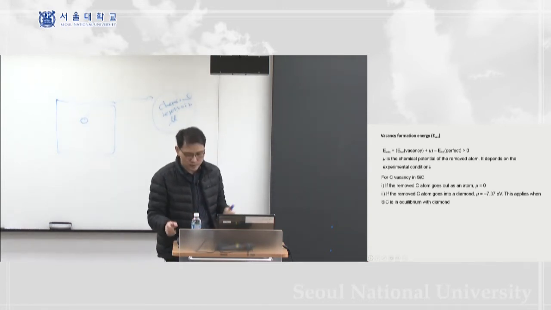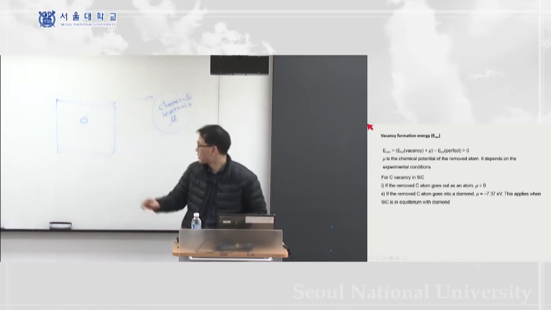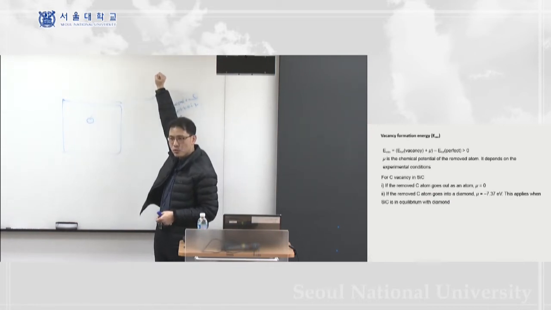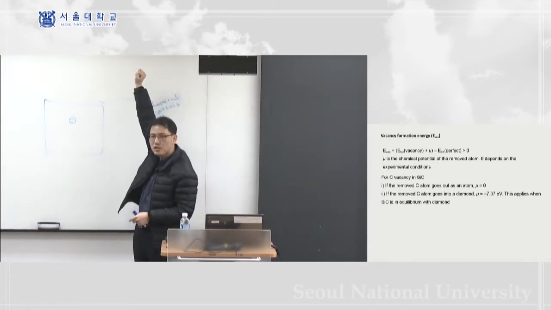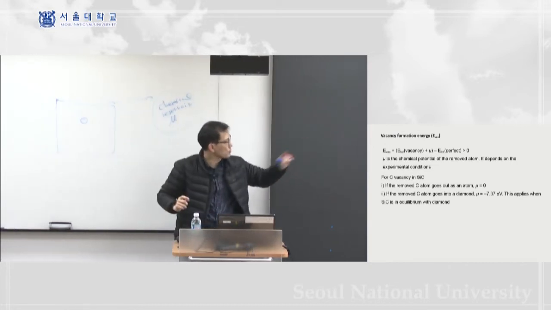So, for instance, if we are making the carbon vacancy in silicon carbide, and you are assuming that this removed carbon atom goes out as an atom, that is to say, you are removing one of the carbon atoms and assuming that this carbon goes to an atomic site somewhere, then this chemical potential mu is the energy of this atomic configuration, which is the 0 in our definition. Therefore, the mu should be 0.